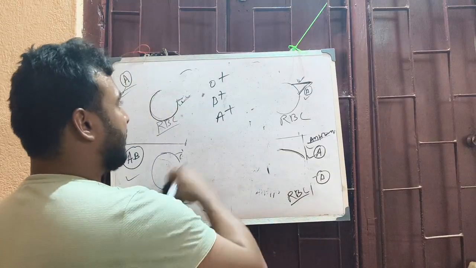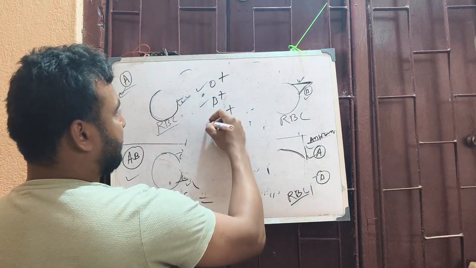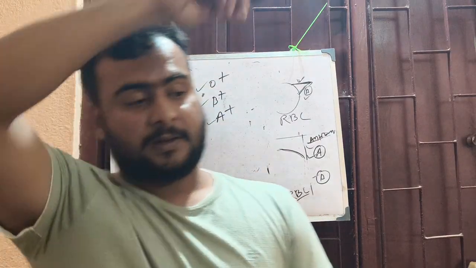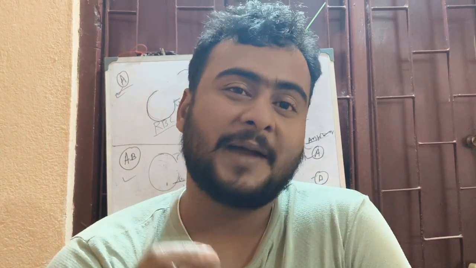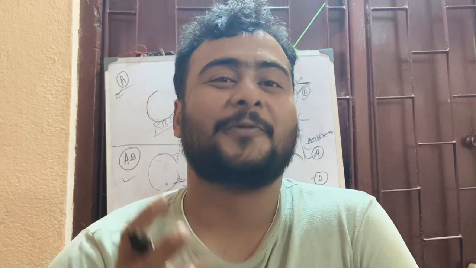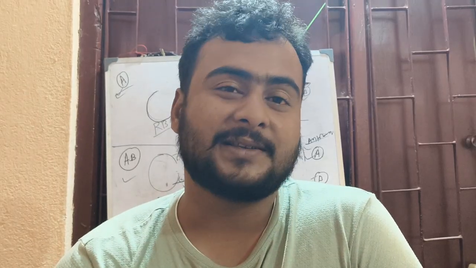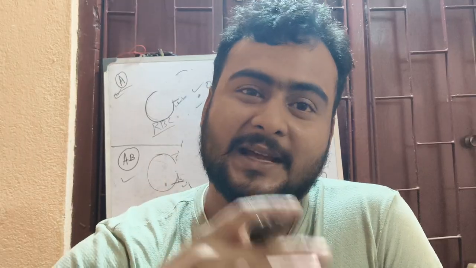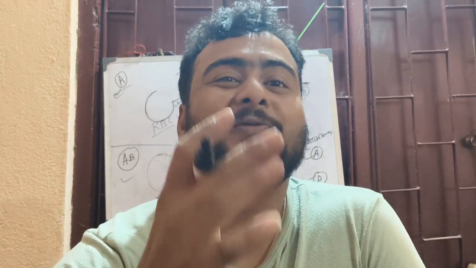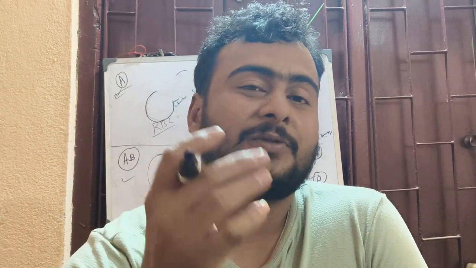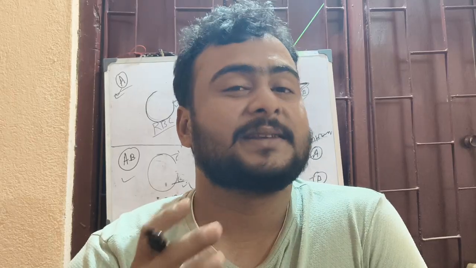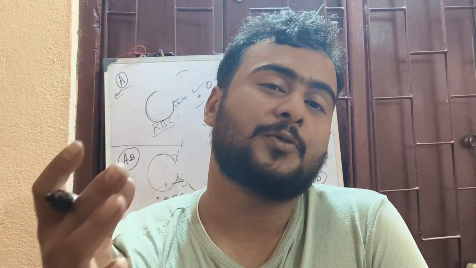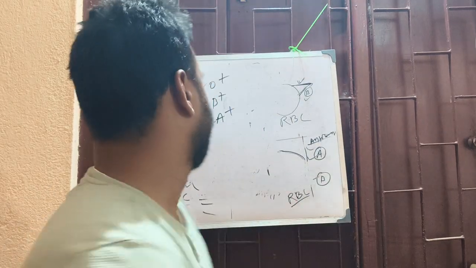But what about O positive, B positive, and A positive? Excluding the A and B antigens, we have another kind of antigen. Due to that reason, we have A positive and we have B positive. If that particular antigen is there, which is also called the rhesus factor, then we can say A positive and B positive. I will show you.